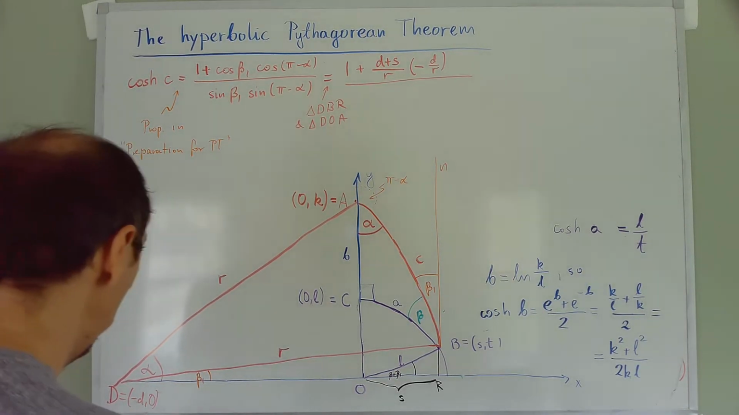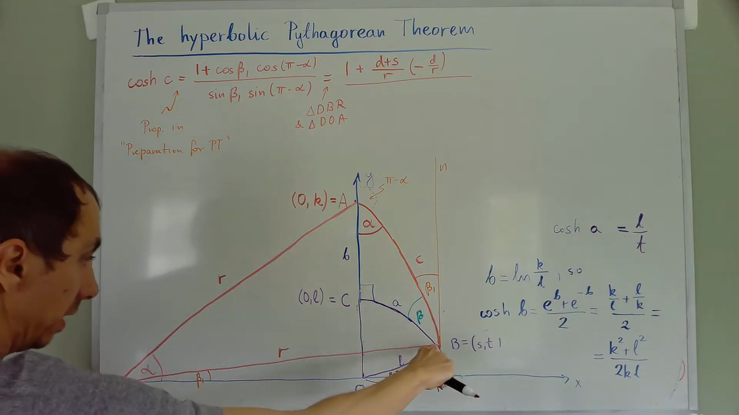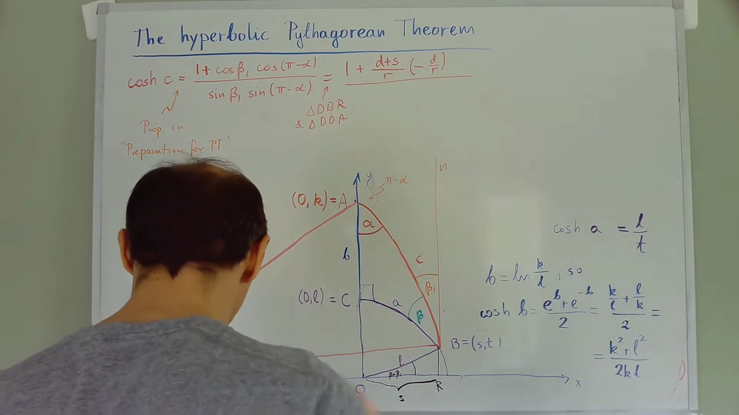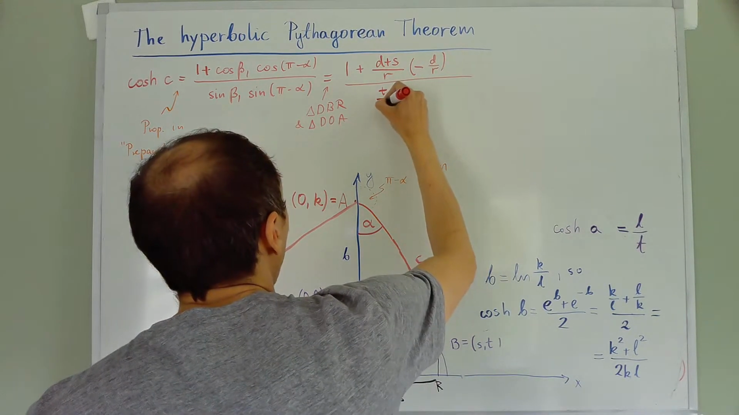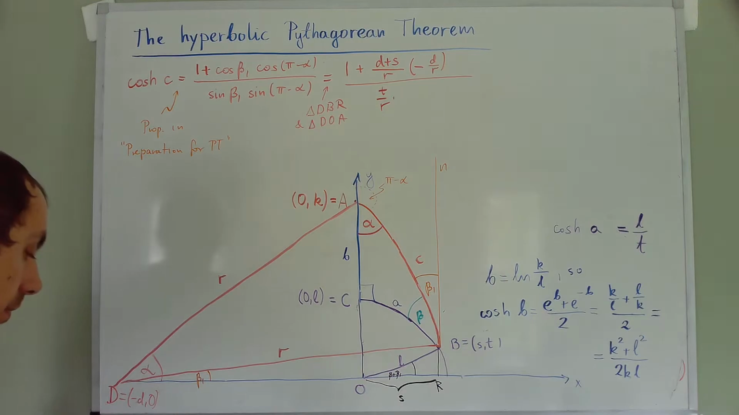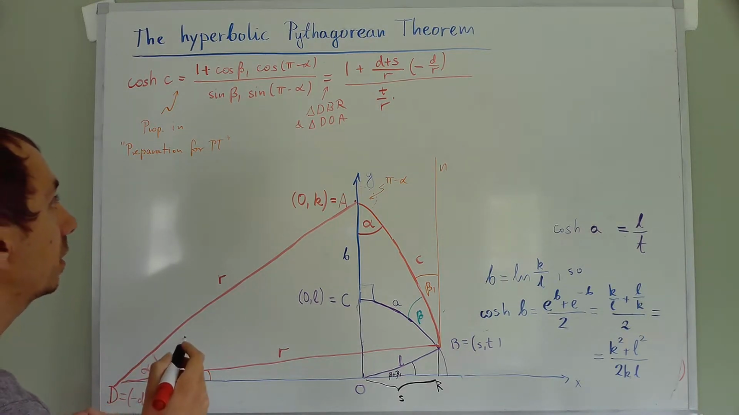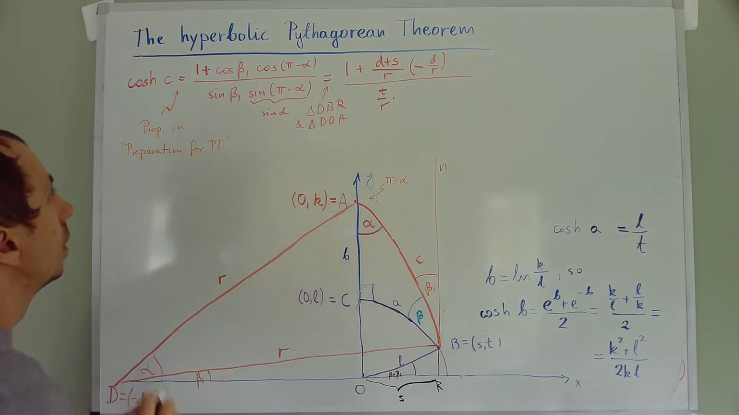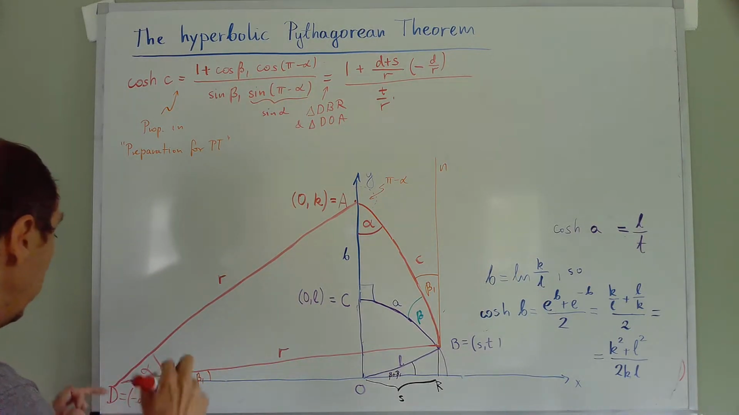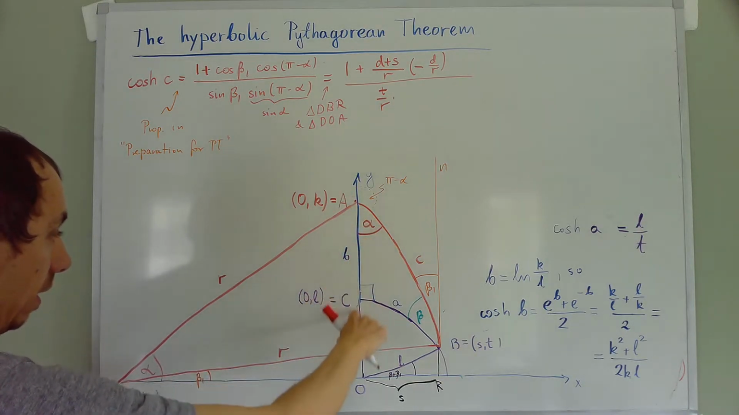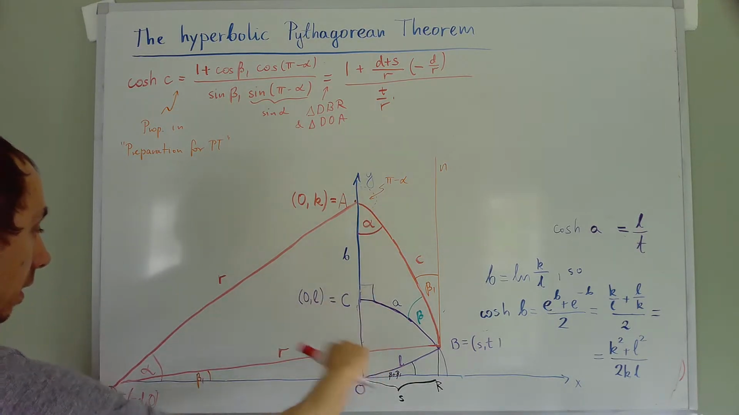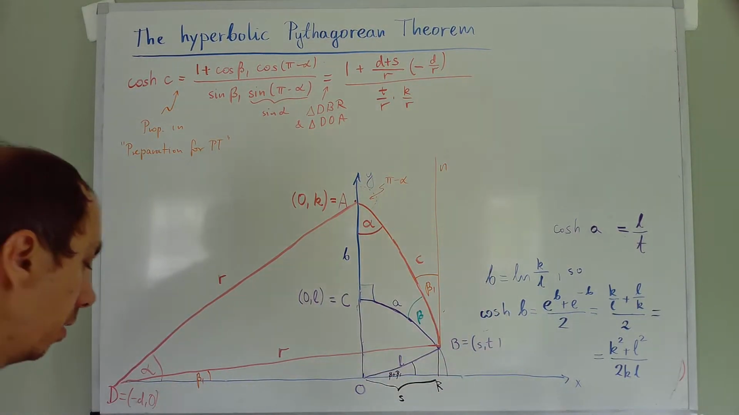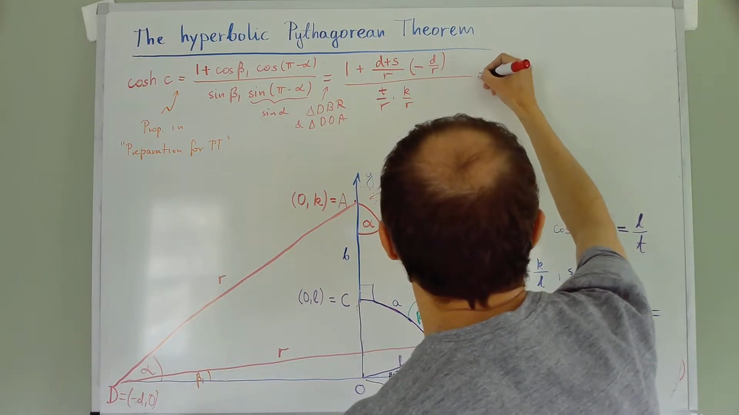Okay, what about the sines? So sine beta 1, that's this length here again, so that's T divided by R. Times for sine pi minus alpha, well, that's the same as sine alpha, right? And sine alpha, that's going to be this length, so that's K divided by R.